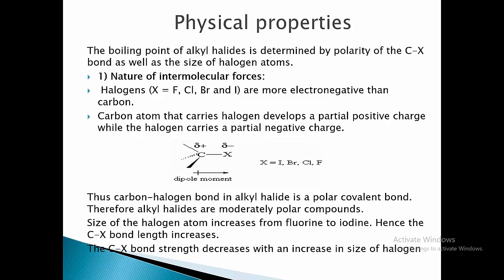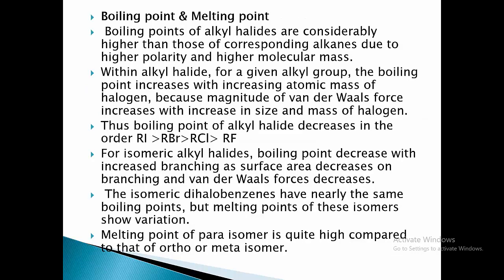Size of halogen atom increases from fluorine to iodine. Hence, the C-X bond length also increases from C-F to C-I. And we know that as the bond length increases, the bond strength decreases. And thus, C-X bond strength decreases with an increase in size of the halogen atom.